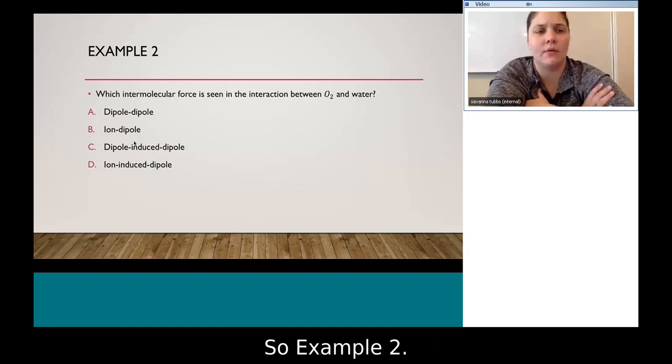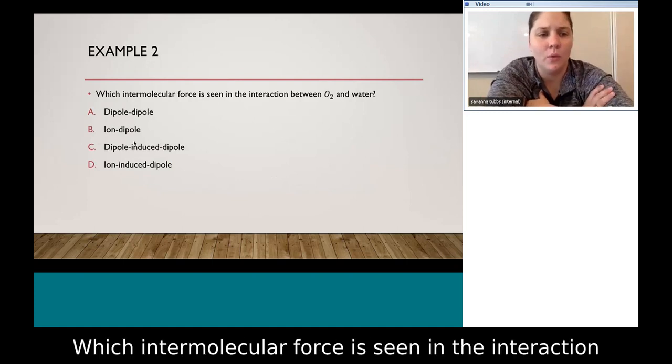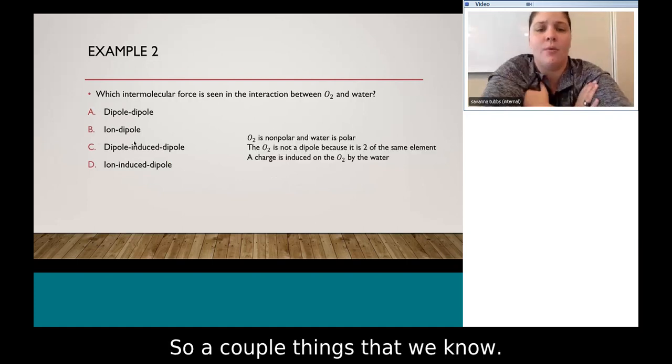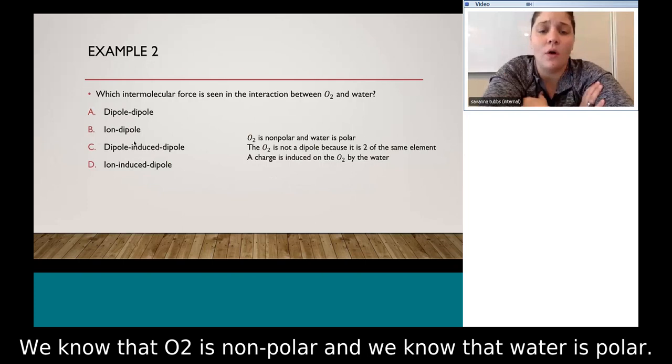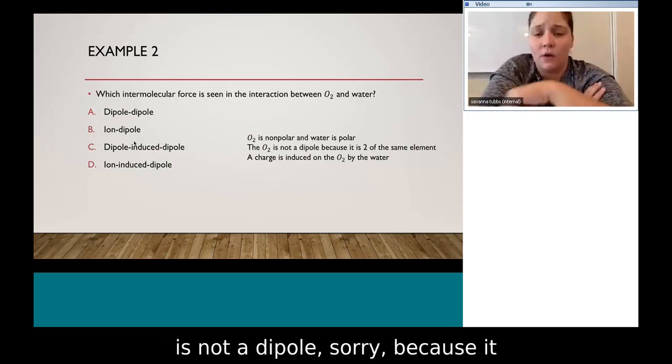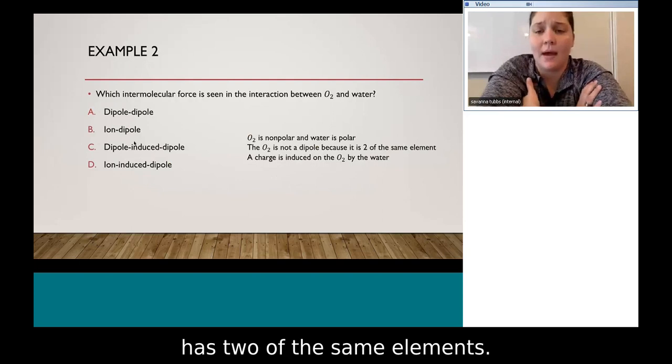Now let's do another. So example 2. Which intermolecular force is seen in the interaction between O2 and water? So a couple things that we know. We know that O2 is nonpolar, and we know that water is polar. The O2 is not a dipole, because it has two of the same elements.